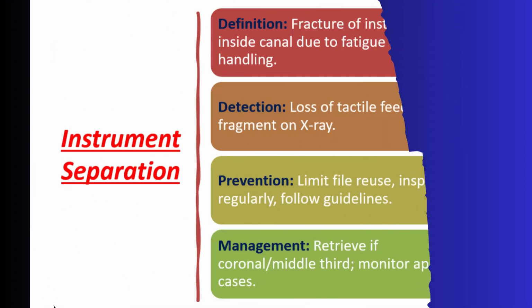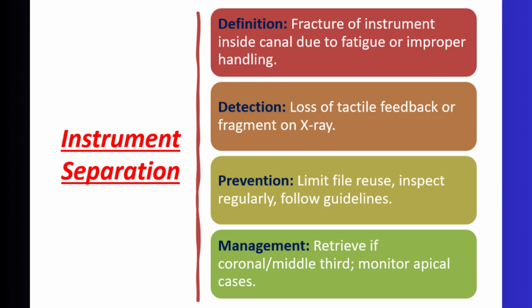4. File separation, instrument fracture. Explanation: file breaks inside the canal, especially if reused, overstressed, or due to cyclic fatigue. Example: fractured NiTi rotary in apical third of MB root. Detection: sudden stop during filing. Confirm on radiograph. Prevention: use single-use protocols, lubrication and proper glide path.